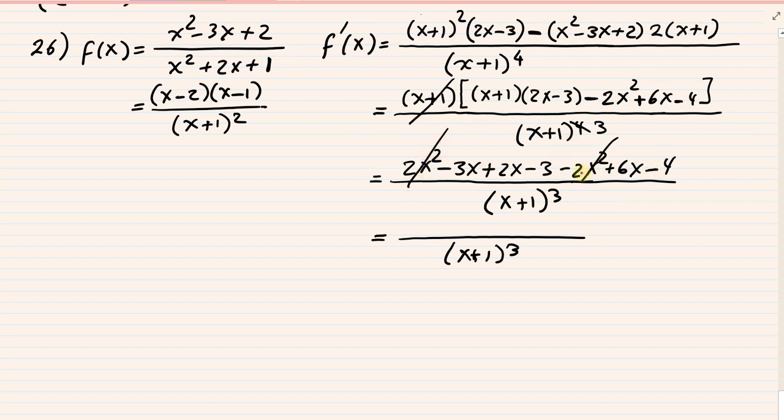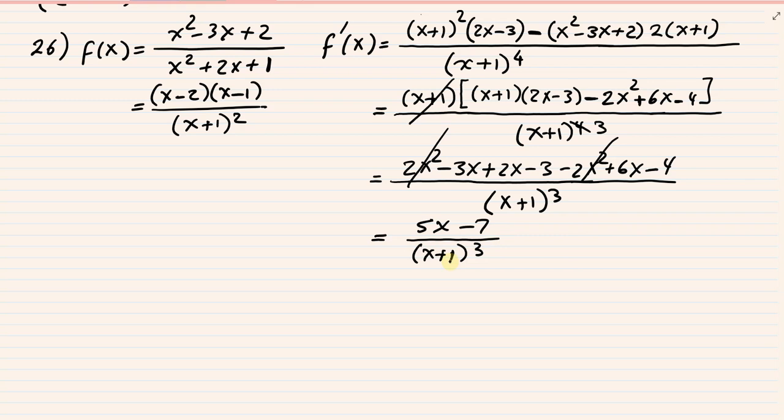Okay. So we have a couple of opposites, 6x, 2x, 8 minus 3, that's 5x, and minus 7. Okay, x plus 1 cubed, and I'm just going to make that shrink to fit. There we go, there's my fraction line. All right, I think everything looks good now.